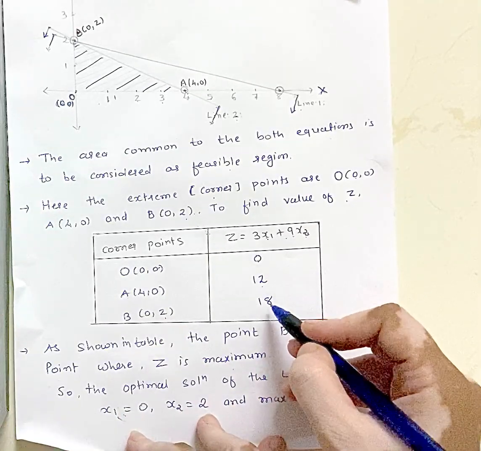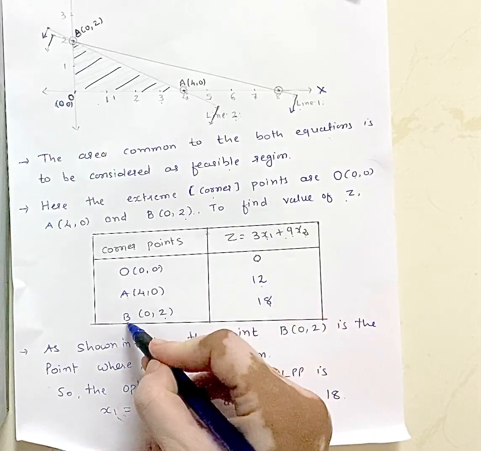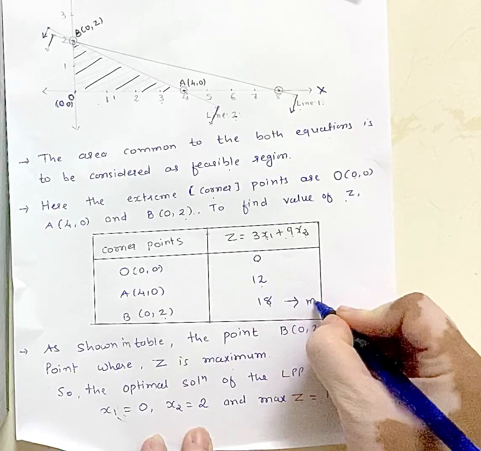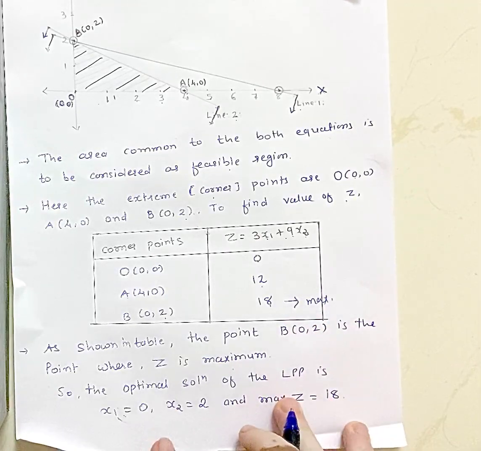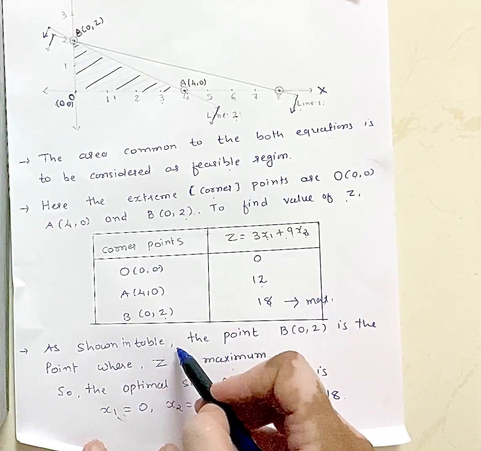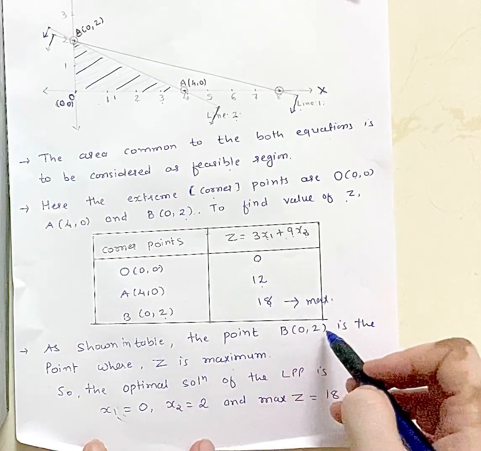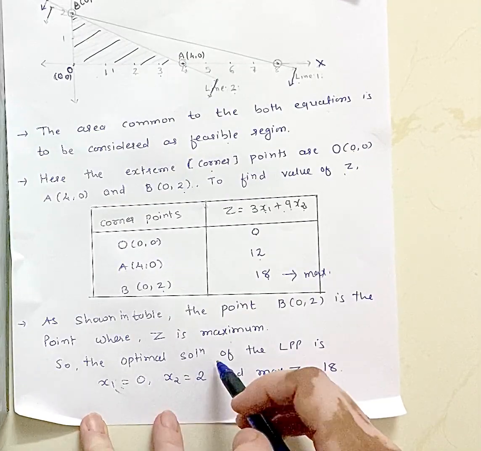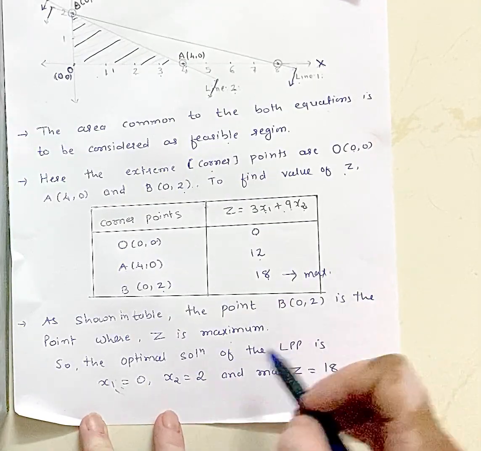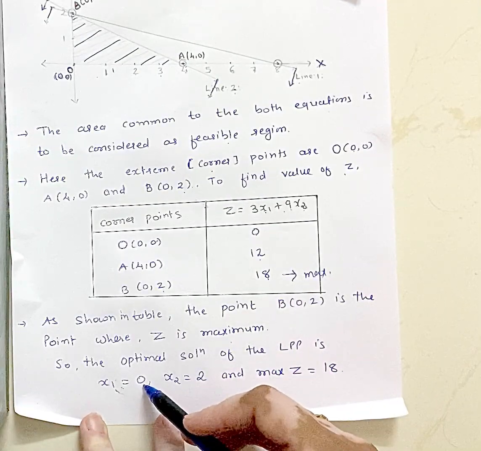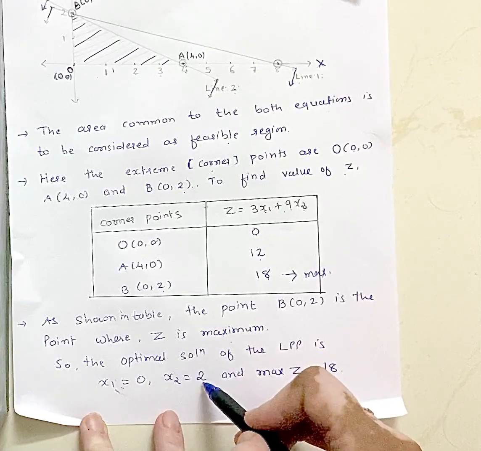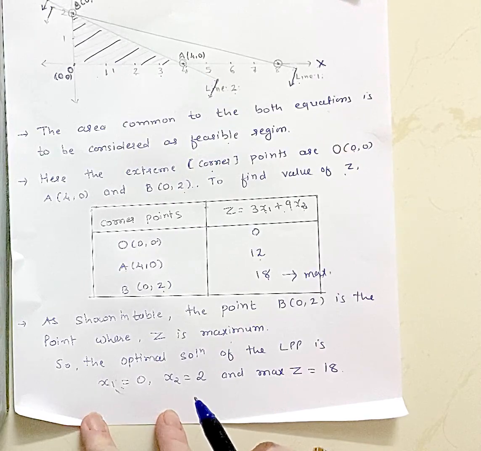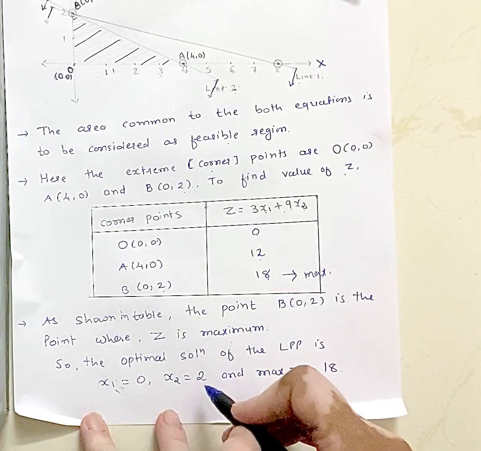Okay, so you have to select this point. Which one? B 0 2, which one is maximum. Okay, so as shown in the table, the point B 0 2 is the point where Z is maximum. So the optimal solution of the LPP is x1 equal to 0, x2 equal to 2, and maximum Z is equal to 18. This is the optimal solution.